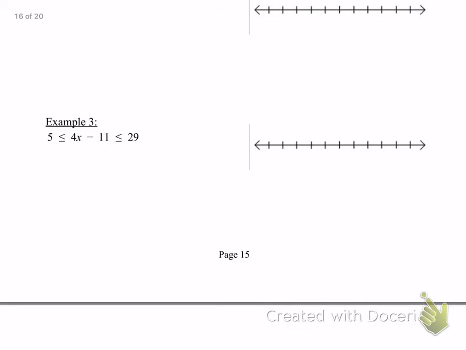So for number 3, you have this middle section that we have to manipulate. So move over that 11. So you're going to be adding 11 to each of the three parts. In the middle one, they'll cancel out. So we've got 16 over here. In the middle, we're just left with 4x. Now on the other side, we've got 40.